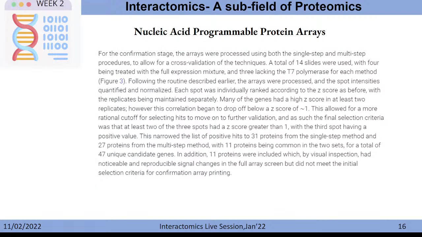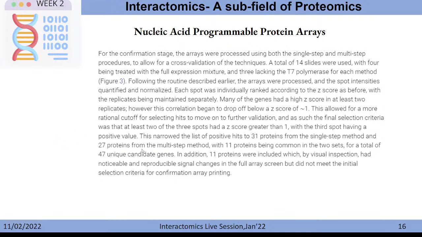Then you can see that you have 14 slides, with 4 being treated with the full expression mixture and 3 lacking the T7 polymerase. Following the routine, the arrays were processed, and spot intensities were quantified and normalized. Then according to the Z-score with the replicates being maintained, many of the genes at the Z-score allow for a more rational cutoff for selection: 2 of the 3 spots had a Z-score greater than 1 with the third spot having a positive value.